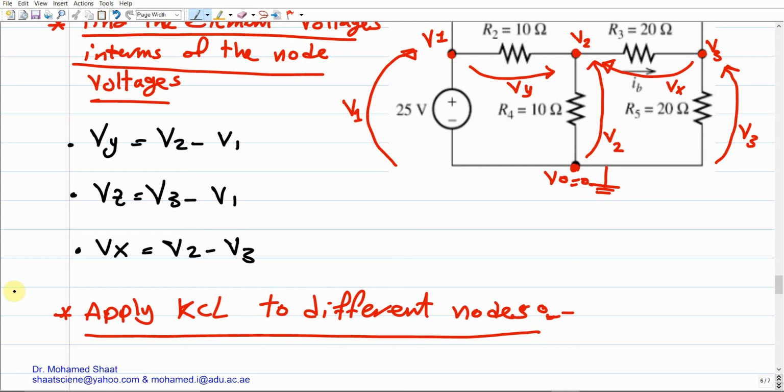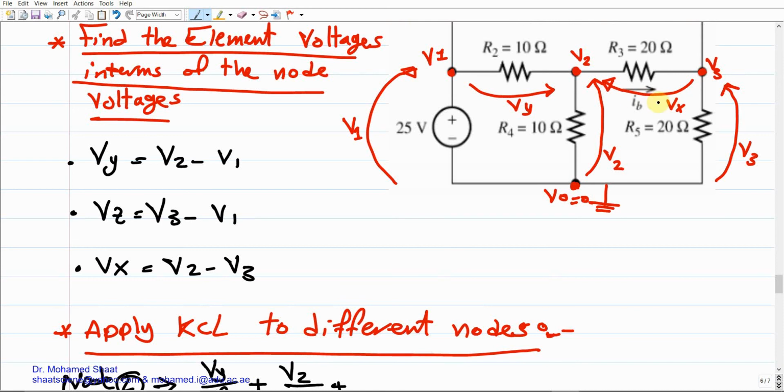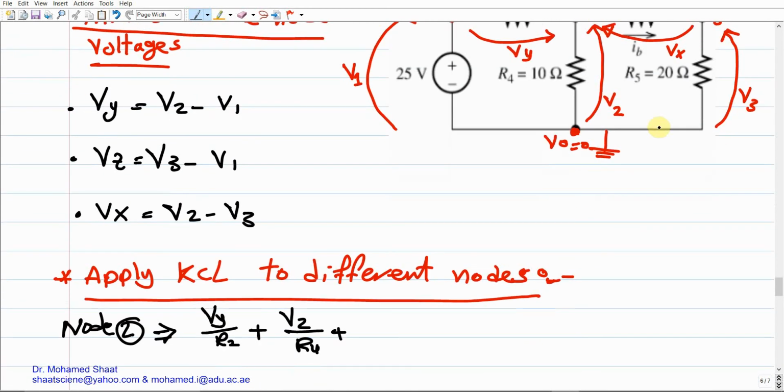So for node 2, we're going to end up with the first current, Vy over R2, plus another current which is V2 over R4. Make sense? Plus the third current, which is Vx over 20, or over R3. So it should be Vx over R3. The sum should be 0, and this gives us the first equation.